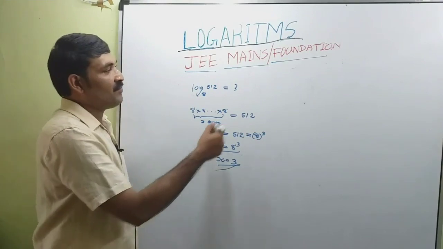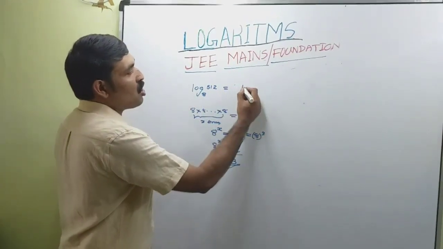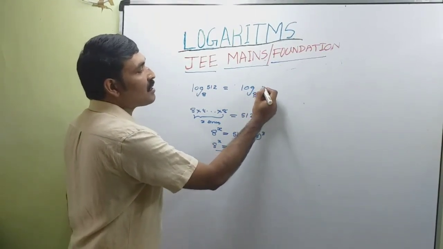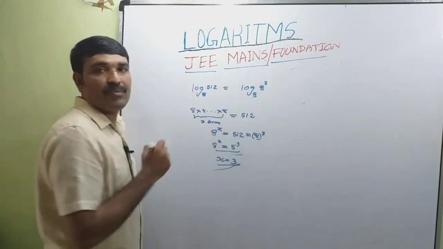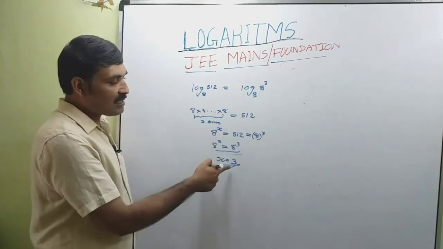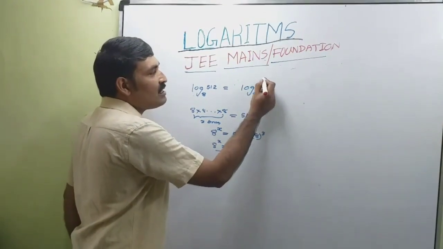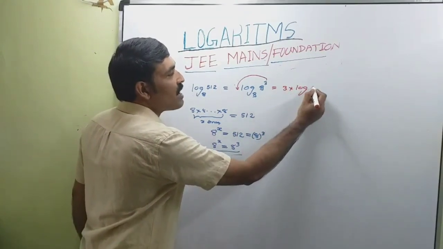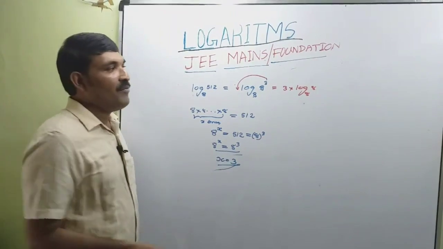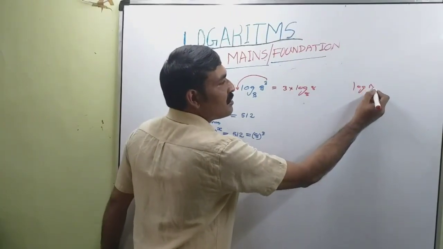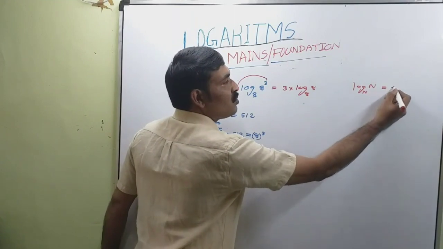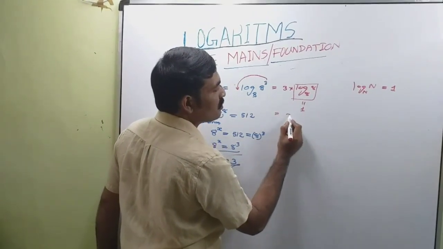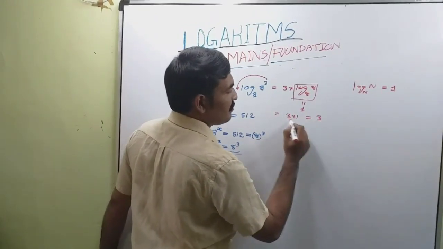So by using this property, we can write this as log base 8 of the number 8 cube. Right, 8 cube. Now the answer is 3. This 3 will jump to here. So this is equal to 3 into log 8 to the base 8. And we know that log of any number to that same number as base is equal to 1. So the value of this term is 1. So this is equal to 3 into 1, which is 3.